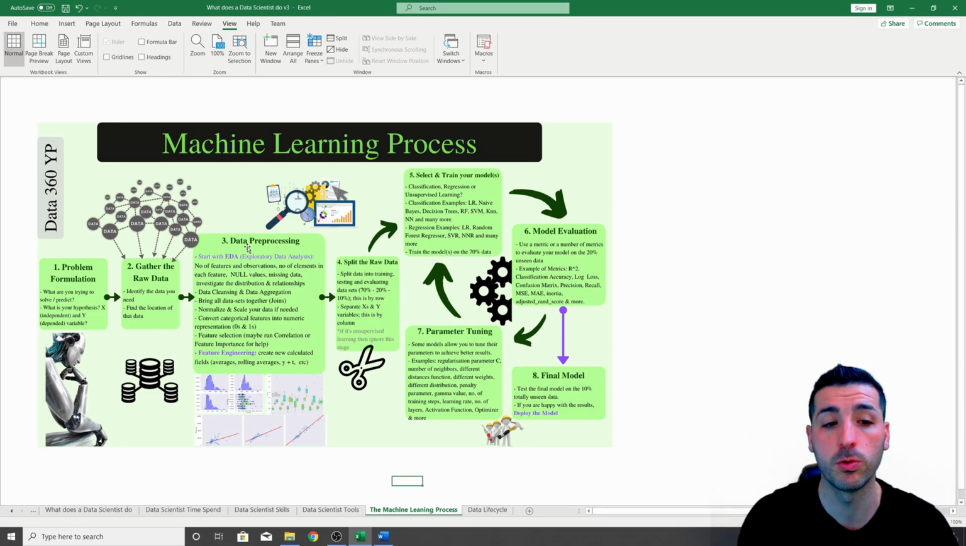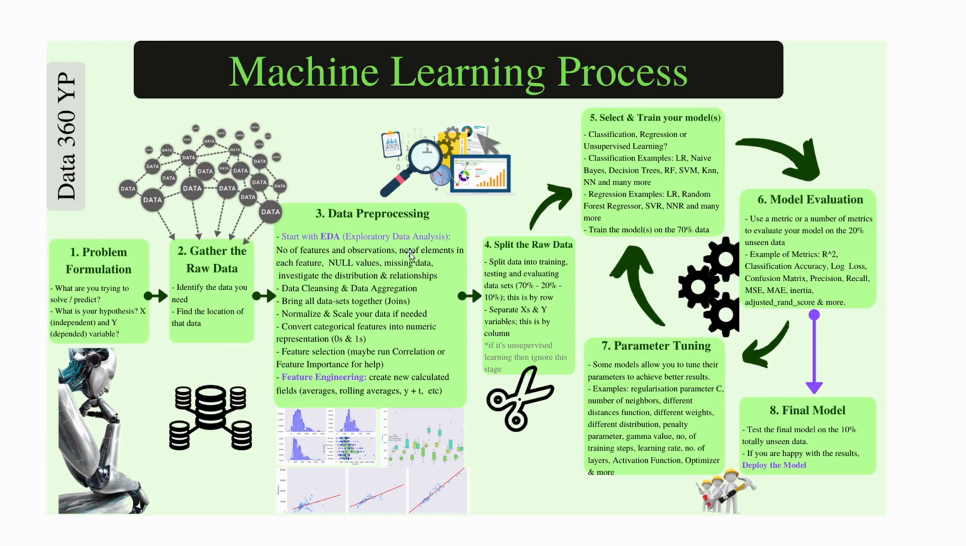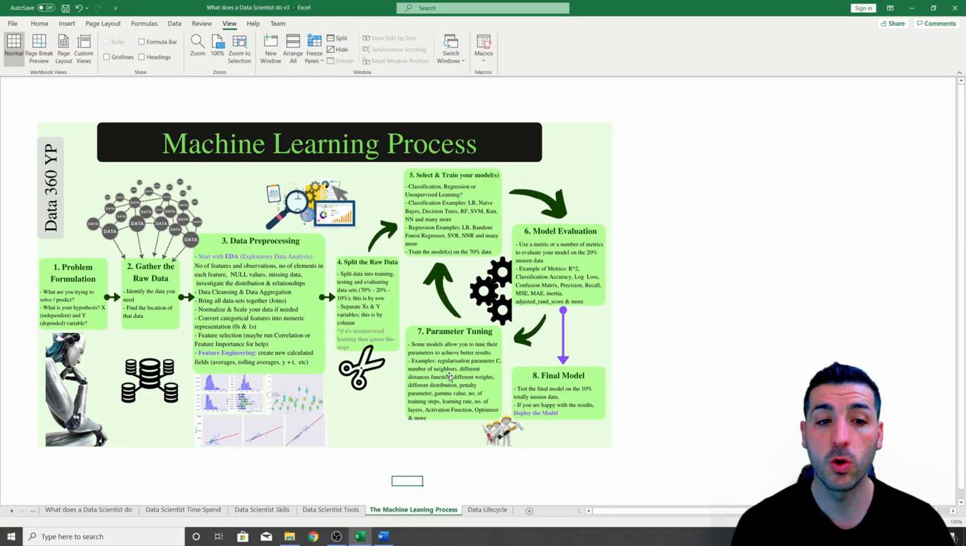So you're going to go through data pre-processing, so things like EDA, investigating your data frames, the number of elements, data cleaning, data aggregation, joining the data together, normalizing, scaling, etc. Then you're going to move into splitting your raw data, selecting your model, running your model, evaluating your model, doing parameter tuning, and then repeating the same thing until you find your final model.